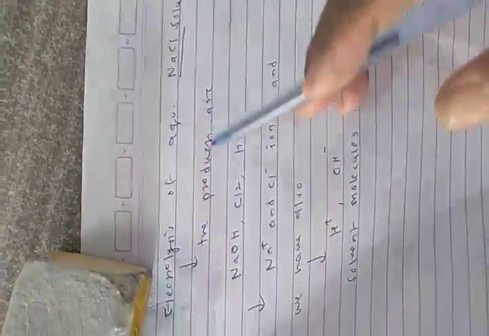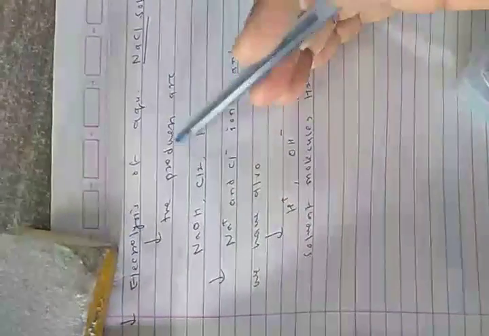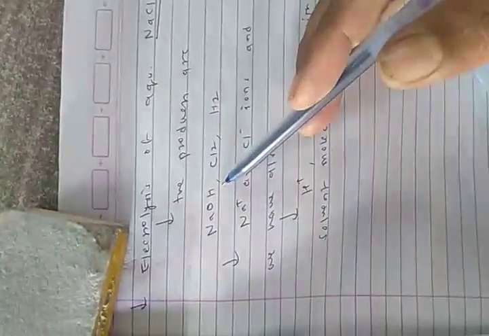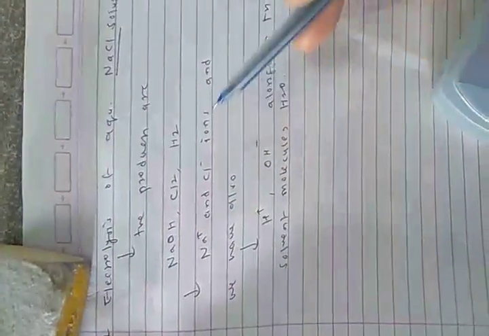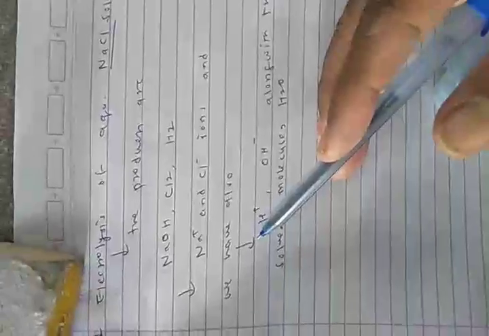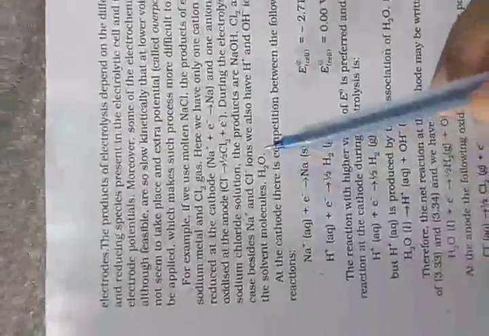Now, electrolysis of aqueous NaCl solution. Earlier I taught you molten NaCl, and this one is aqueous NaCl solution. The products are NaOH, Cl2 and H2. We have Na+ and Cl- ions, and we also have H+ ions and OH- ions along with the solvent molecules H2O. Now you see, I have explained up to here.